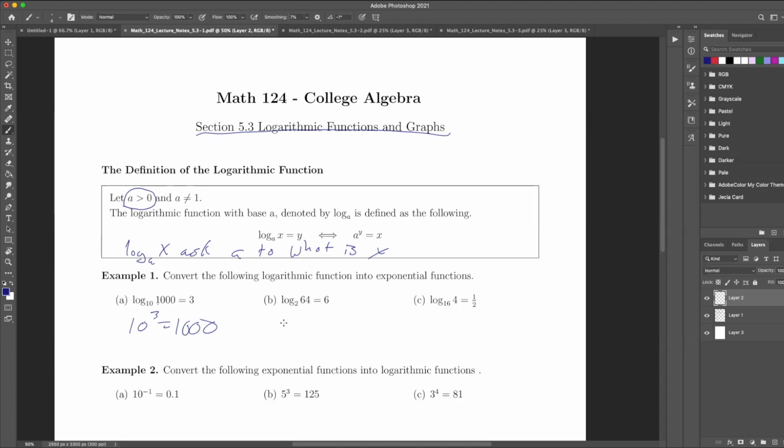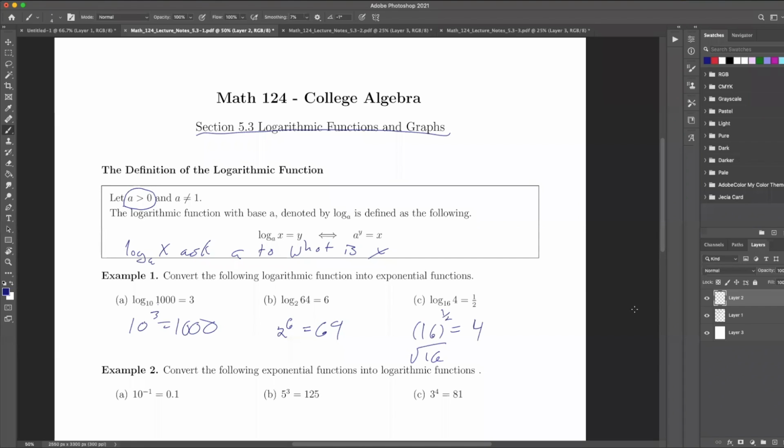Here we can do this. 2 to what power is 64? Well, that answer is 6. 2 to the 6th power is 64. Okay. And 16 to what power is 4? Well, it's the square root of 16, or 16 to a half power, which is the same thing as the square root of 16.